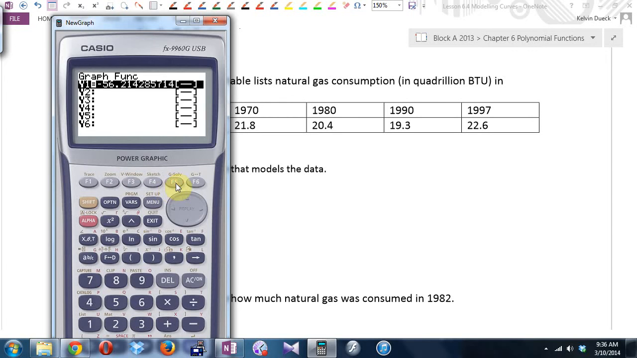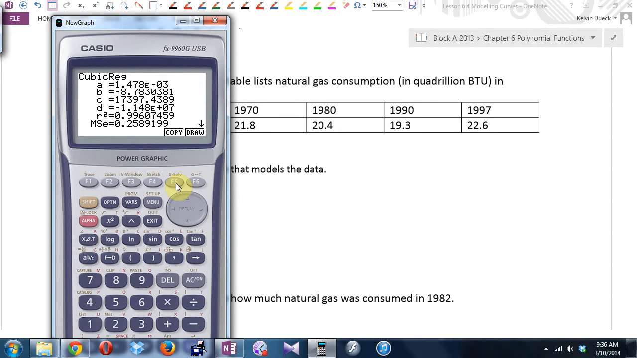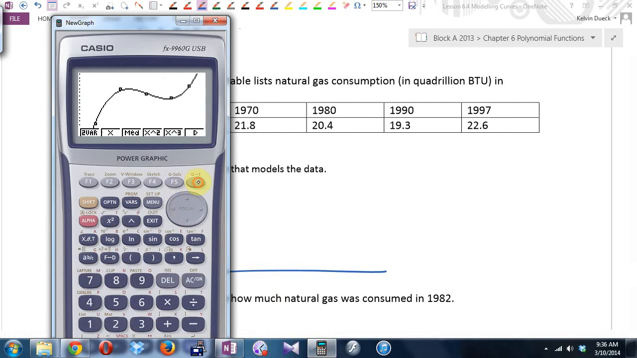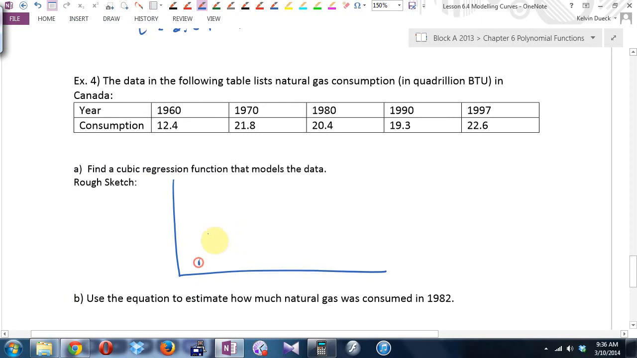Copy. All right. It says find an equation. So now this is going to have ax cubed plus bx squared plus cx plus d. So it's going to look like this. Oh, rough sketch. What was the rough sketch, Mr. Dueck? Dot, dot, dot, dot, dot. Dot, dot, dot, dot, dot. Kind of like that.